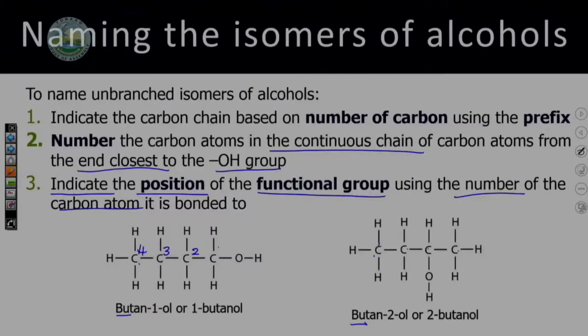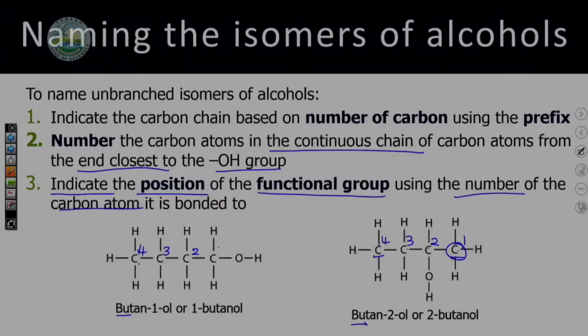Okay, then we look at the OH group. So we're going to number the carbons on the continuous chain of atoms. We're going to start numbering the carbon on the end closest to the OH group. So I have a carbon here and I have a carbon here, but the one closest is this carbon. So I'm going to call this carbon 1, then carbon 2, then we have 3, then we have 4. So we do have 4 carbons.